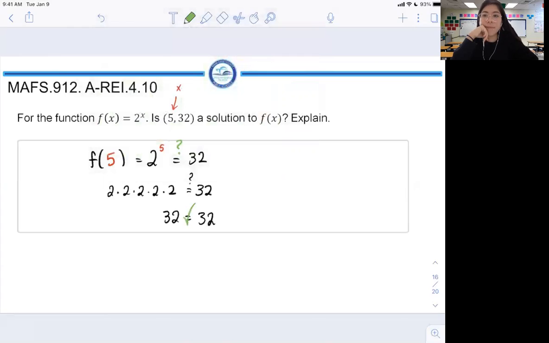Ms. Lopez, I have a question. Mm-hmm. Will they put things like this in the ELC where we have to explain? So I was just going to ask, what would be a good explanation? How would you describe what we just did? You could write 2 to the power of 5 is 32. A different way to say that could be when you plug in 5, you get 32. You can use your own words.